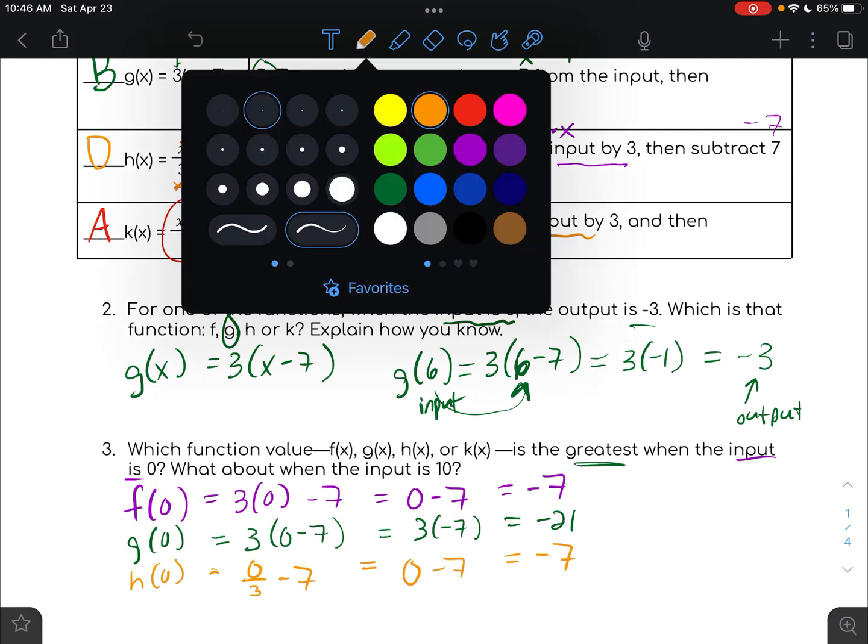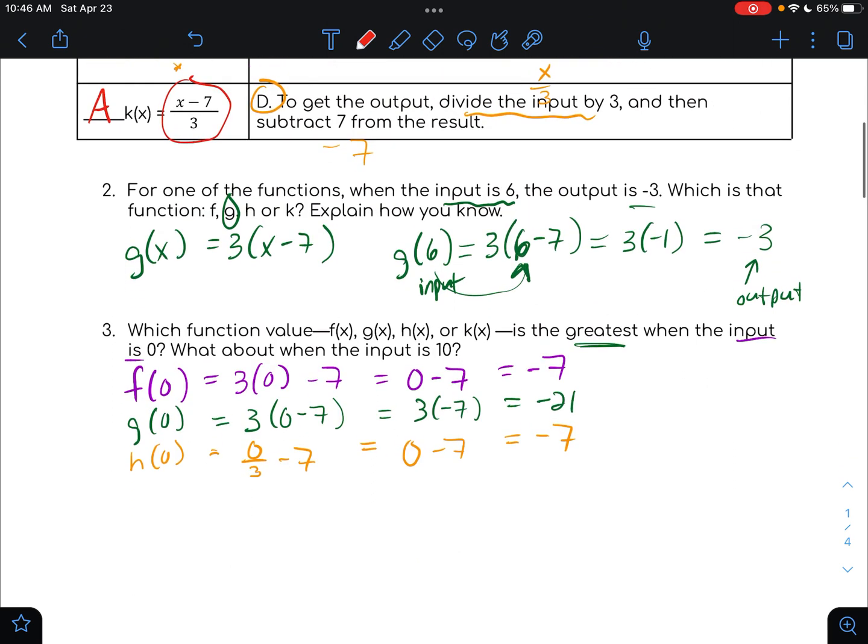And finally, our k function, which was the last one. So k of 0. Up here, in the numerator, we have 0 minus 7. Again, I'm looking up here. So 0 minus 7 divided by 3 if we put 0 in for x. That'd be negative 7 divided by 3, which is essentially the fraction negative 2 1/3, or negative 2.3 repeating if you got a decimal here.